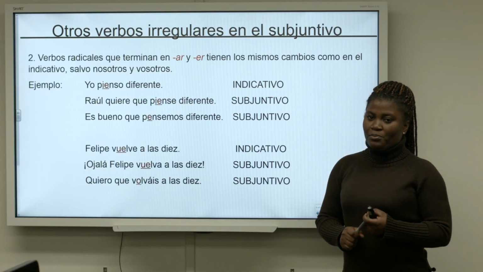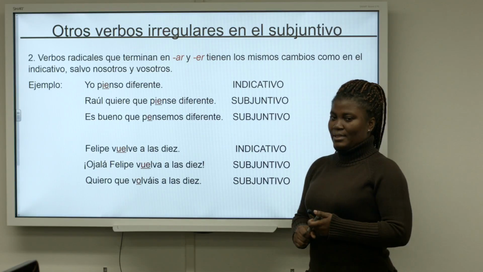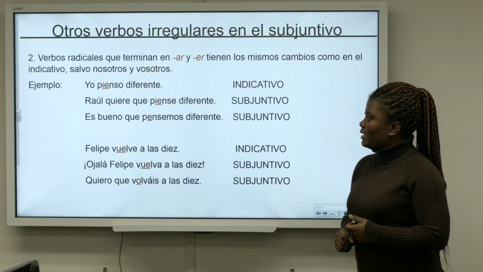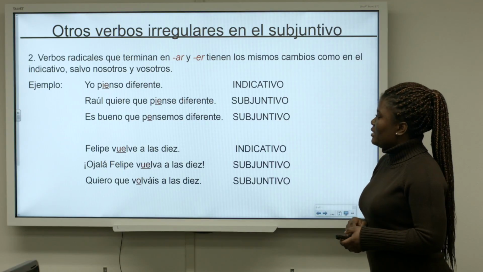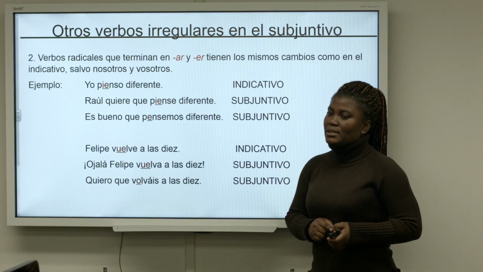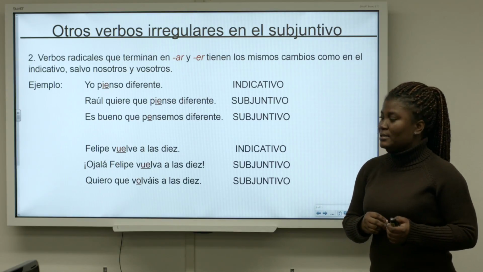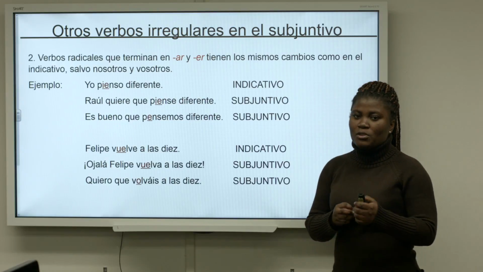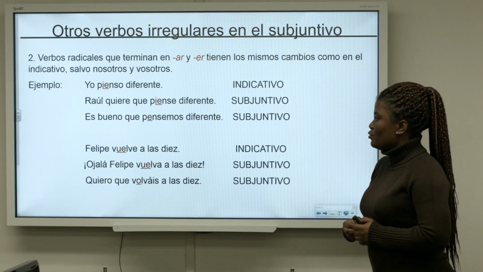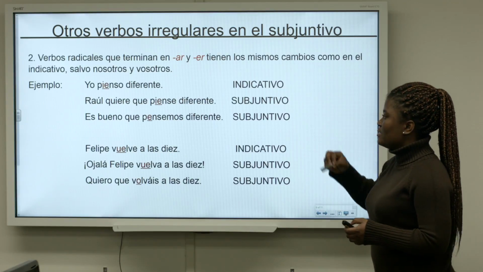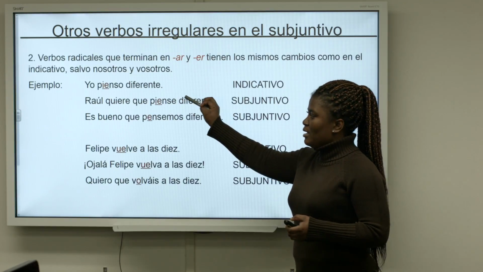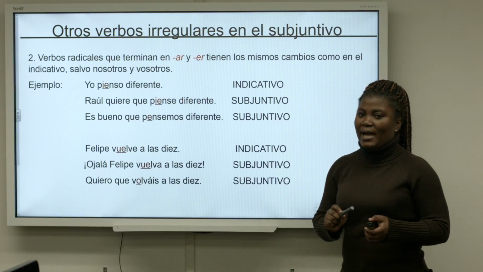We have another group of verbs that are irregular in the subjunctive. We have radical changing verbs which end in AR and ER. Now, these ones have the same changes as they do in the indicative mode, except nosotros and vosotros. So we have, for example, yo pienso diferente. That's indicative. The E of pensar becomes IE.